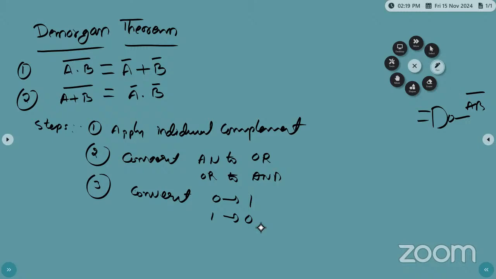The three steps. First, you convert the whole bar to individual variable bars, and AND operator to OR operator or OR operator to AND operator. And if any zeros or ones are there, you change 0 to 1 and 1 to 0. Right. These two are very, very important. Now, I say the NAND and NOR gates are the universal gates. How NAND and NOR are universal gates, we'll discuss using this De Morgan theorem.